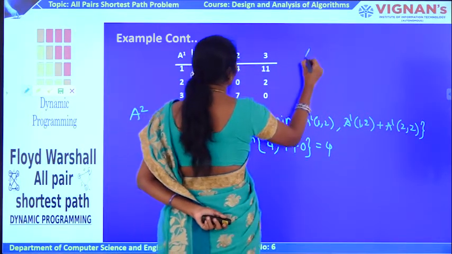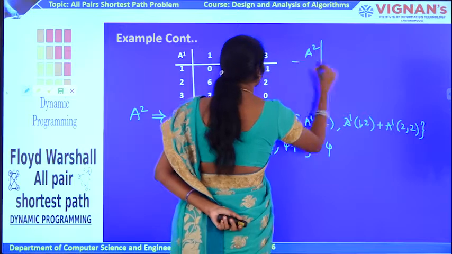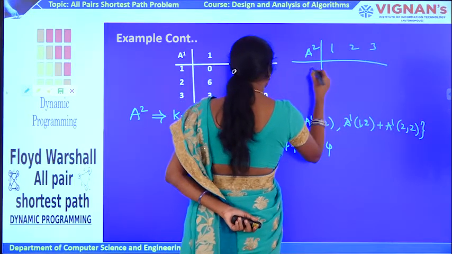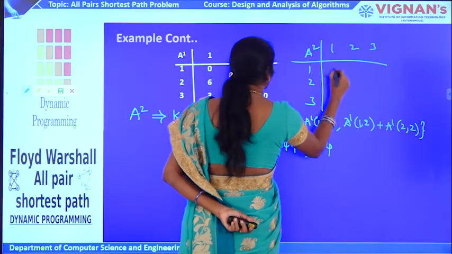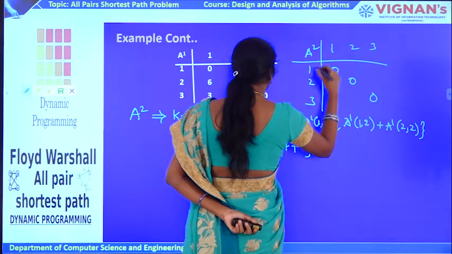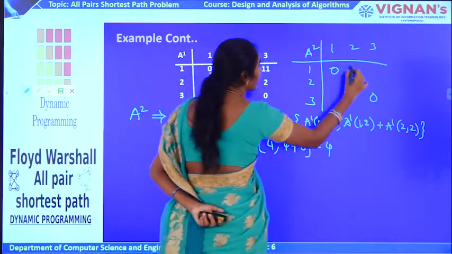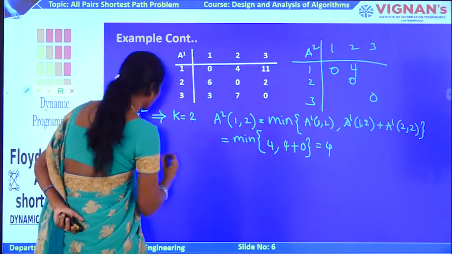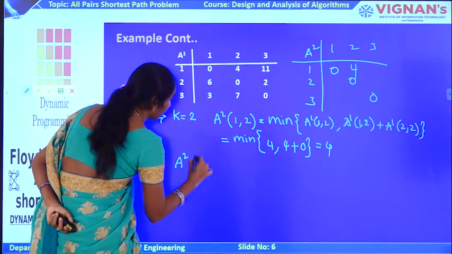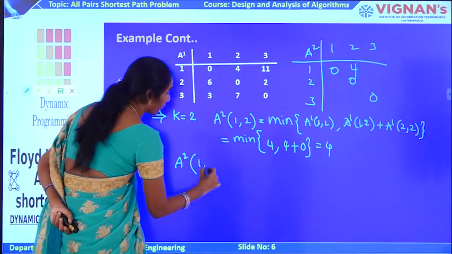So now again a2, 1 2 3, 1 2 3. So 1 comma 1 is 0, and 1 to 2 is now we have found it as 4, right? So now a2 of 1 comma 3.